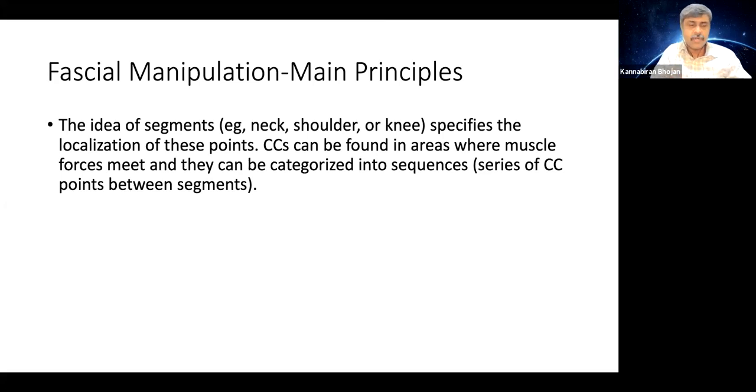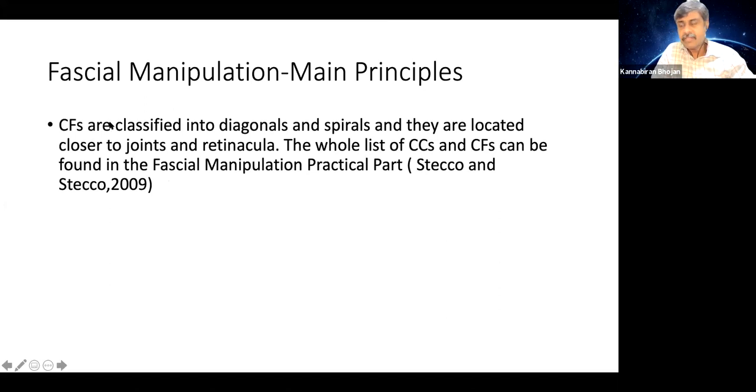Most of the centers of coordination are in the center of the muscle, so not close to the joint, whereas CF, or centers of fusion, are close to the joint and away from the muscle. The difference between CC and CF will also be discussed. But if you want the whole list of centers of coordination and centers of fusion, Google the fascial manipulation practical part, Stecco 2009; you have a very fantastic presentation about the CCs and CFs.